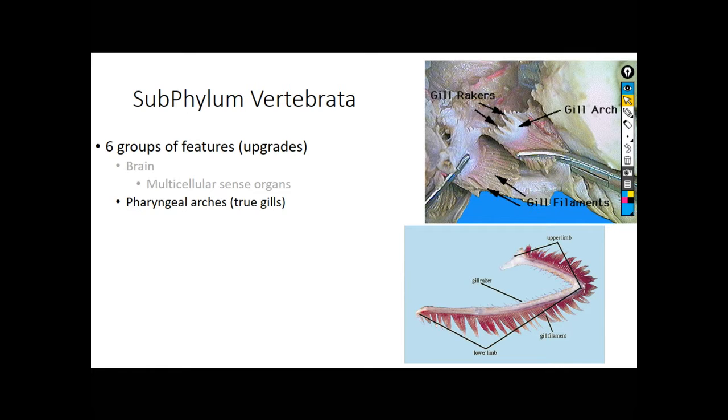Okay, so in our fishes, we have this nice arch set that goes with it. This is going to increase surface area. We're going to talk about surface area a lot. Just like the mitochondria, the more surface area you have, the better you are at doing something.